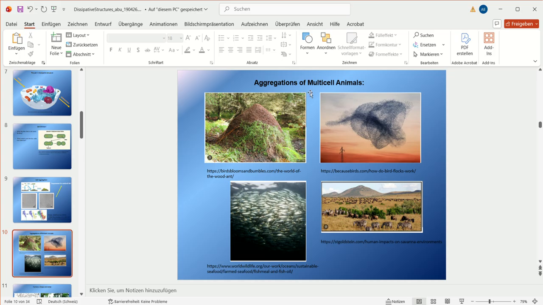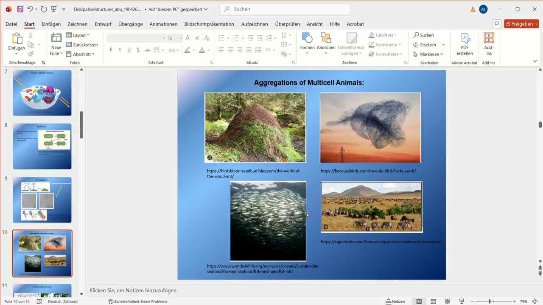And here are some aggregations of multicell animals, which are very impressive to look at. For example, an ant's hive, where each ant follows relatively simple rules, and there is emergence of what the whole hive is doing beyond what the single ant is doing. The same thing you observe in their nervous systems, where the system does things that the single cell doesn't know it is contributing to.